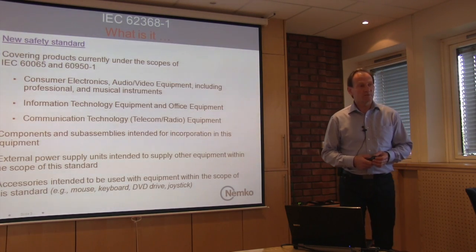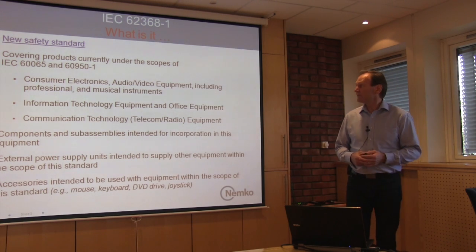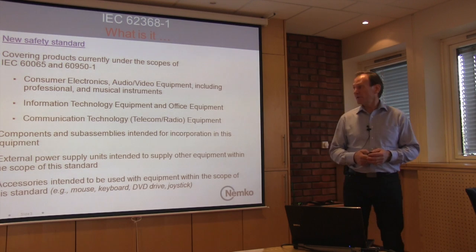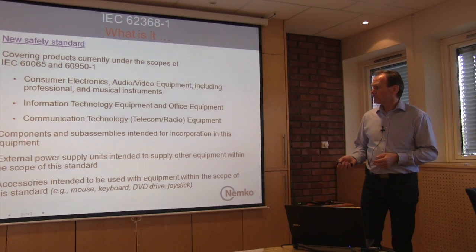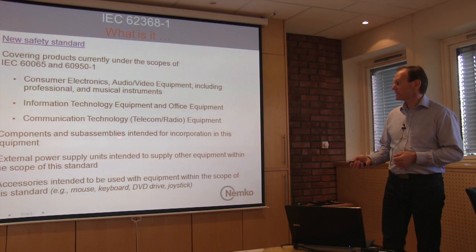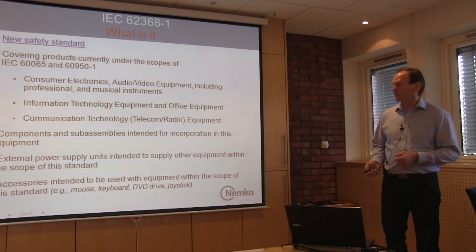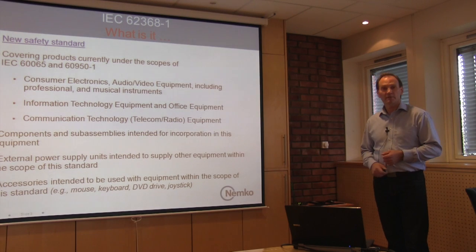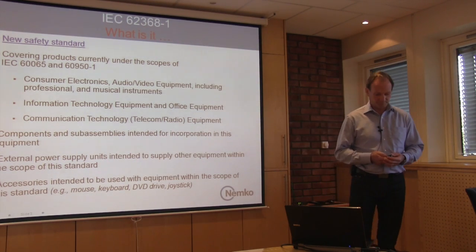So what is it? It's a new safety standard covering products currently under the scopes of 65 and 950. That means consumer electronics, IT equipment and communication equipment, telecom and radio. And then it also specifies in the scope that it is a standard for components and subassemblies, and also for external power supplies intended to supply other equipment within the scope of this standard, and also accessories intended to be used with this standard. So it's very specified, the scope.